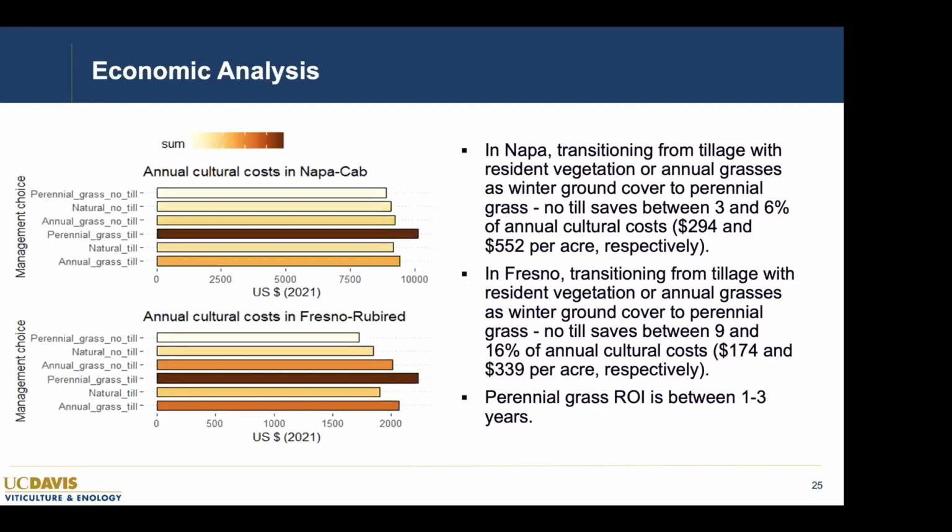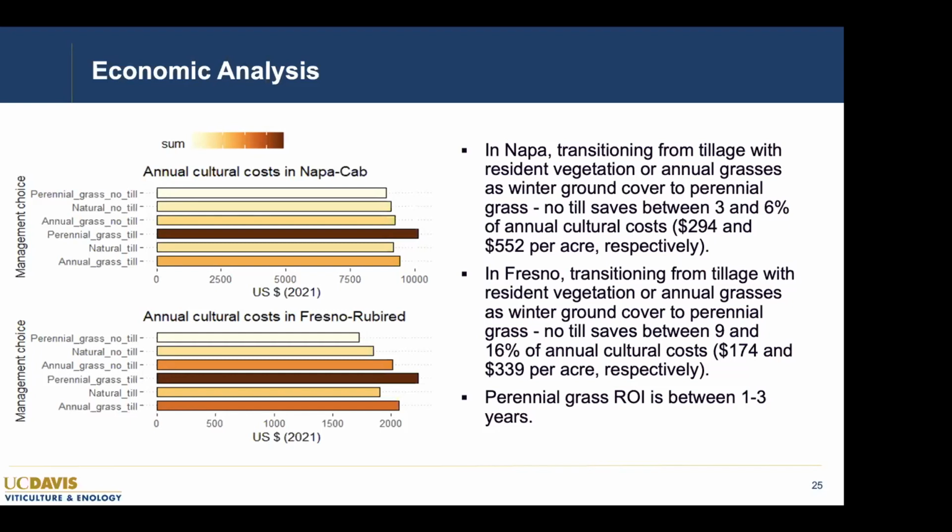So the last component of this project is an economic analysis, where we use annual cultural costs to calculate and compare those across the season per treatment. And as mentioned, there's a sister study conducted in Oakville, which is a very different economic climate. So we calculated those costs separately for Napa County as well.